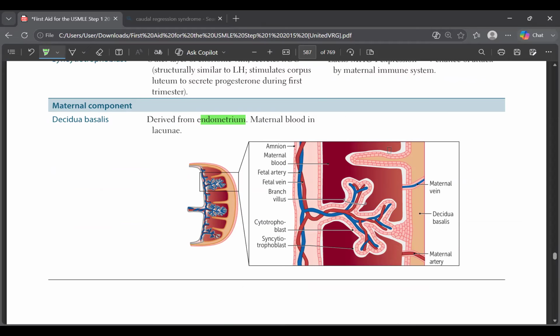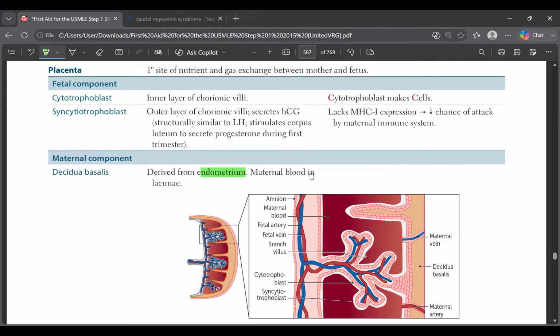So this whole thing is the decidua basalis, and this is the lacuna, the reservoir of blood, and there's maternal blood, which is coming through the maternal artery and leaving through the maternal vein from the reservoir of blood. And then this is the fetal component.